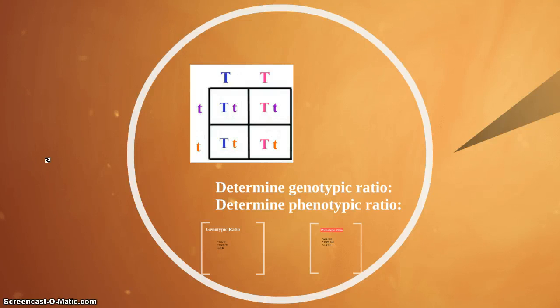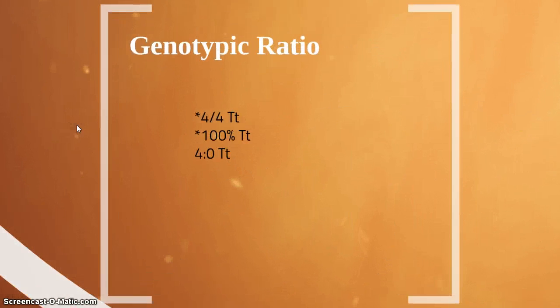All right, so we got cut off and we got a few more things to finish up here. So we were looking at our genotypic ratio. We took our homozygous dominant and homozygous recessive, and we determined the genotypic ratio is 4 out of 4 heterozygous, or 100%, or 4 to 0. So remember, you can write it as a fraction, percent, or a ratio there.